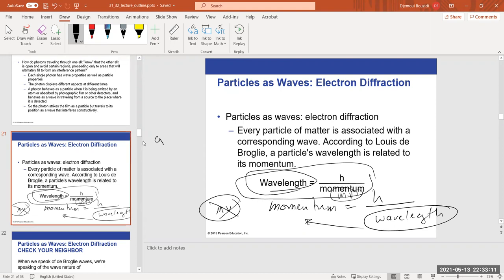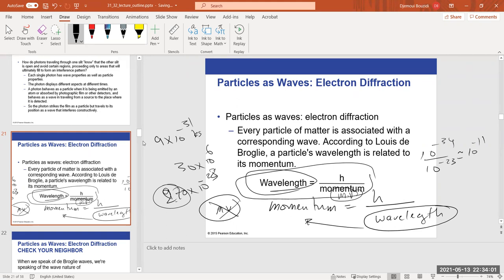As a matter of fact, if we take an electron whose mass is 9 times 10 to the negative 31 kilogram, and let's say, for example, it's moving at a tenth of the speed of light, which is 30 million meters per second. Remember, 300 million meters per second is the speed of light. So its momentum from this expression is 9 times 3, which is 27, so 270 times 10 to the negative 31, or 2.7 times 10 to the negative 23. So for the most part, it's 10 to the negative 34 divided by 10 to the negative 23, and that is roughly 10 to the negative 11 meters for the wavelength, which is 0.1 angstrom, which is smaller than the size of the atom.